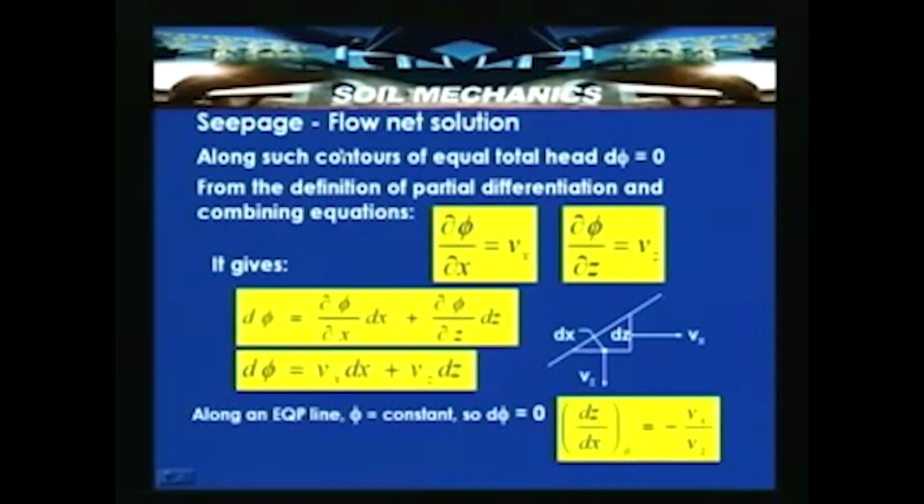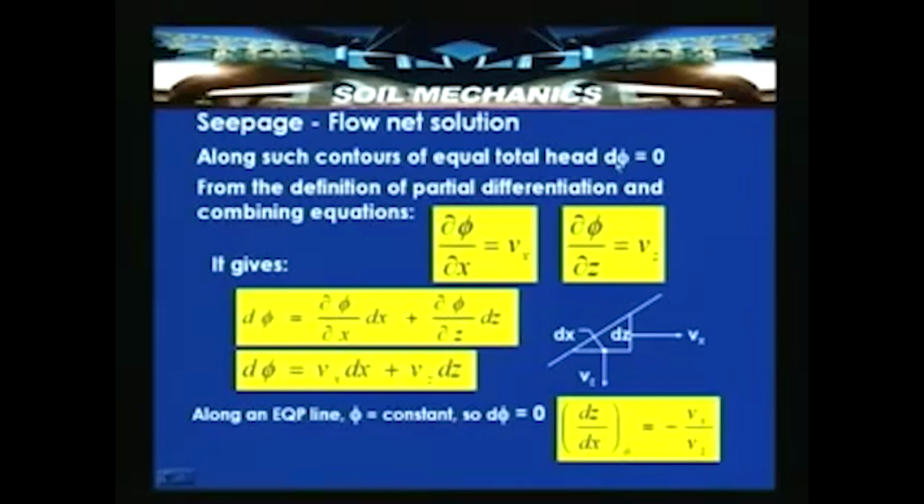Now, having said that, we will try to determine the slope of the potential line. For that, along such contours of equal total head, we can say that dφ = 0. That is, the change in potential between points along a particular potential line is 0, that is, dφ = 0.